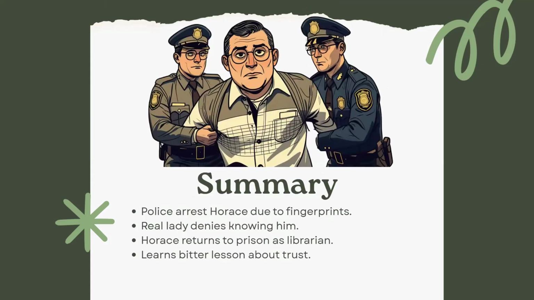And coming to the ending of the story, the police arrest Horace as they found the fingerprints of Horace Danby in the house, and the real lady denies knowing him. He ends up working in the prison library, again reflecting bitterly on trust. Moral realization occurs too late in the story.